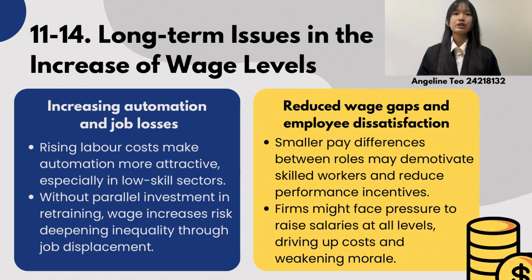When the cost of human labor rises, businesses will look for alternatives, and one major alternative is automation. Technological solutions such as self-checkout machines, automated warehouses, or AI-based systems can become more interesting when wages rise, especially in industries that rely heavily on low-skilled workers, such as retail, hospitality, and logistics. As a result, some workers could find themselves replaced by machines or software, leading to job displacement.